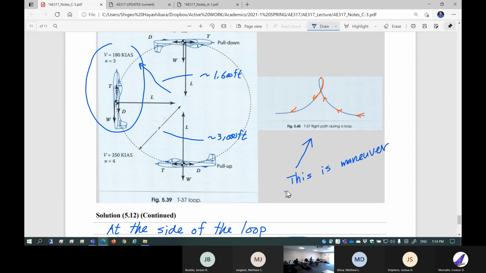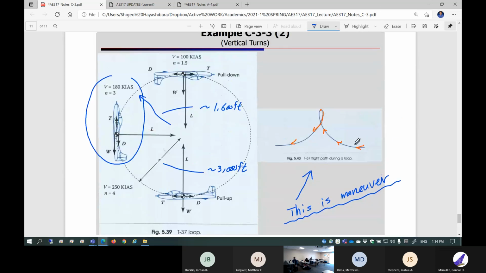Any question? So this is the end of unit C3. Starting next week, we are going to continue on C4, which is the V-n diagram, where we're going to cover a little bit of the structural side. And then C5 is an example of performance computation. So project phase 3 is coming near. Let's be ready for it. Okay. Any questions?